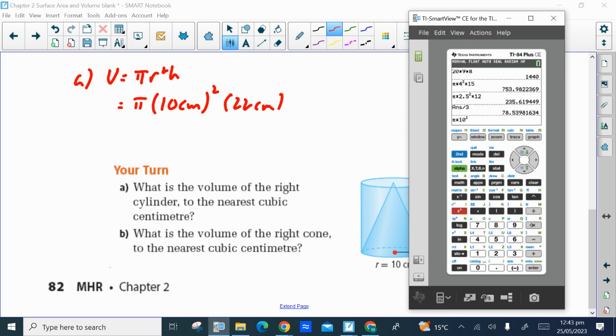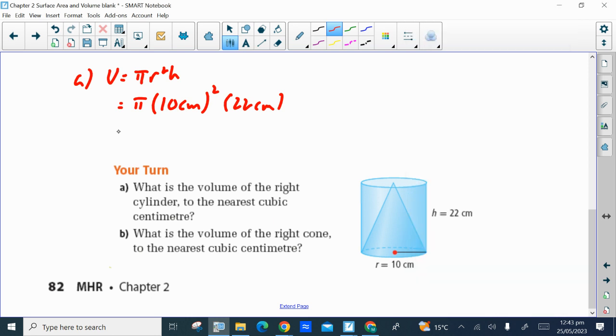Squared times 22. So to the nearest cubic centimeter, it would be 6912.